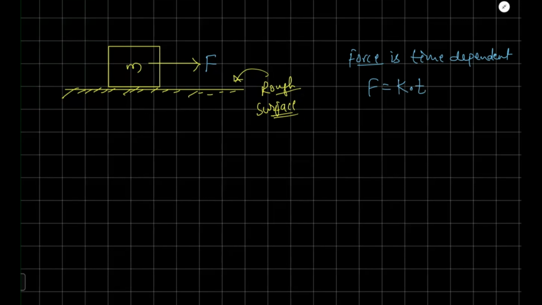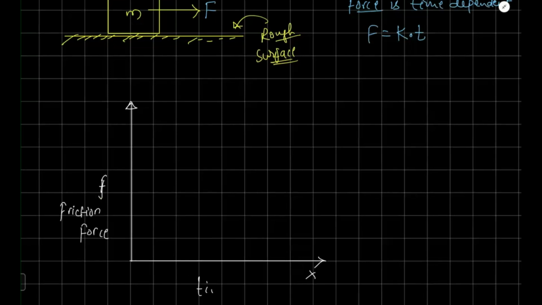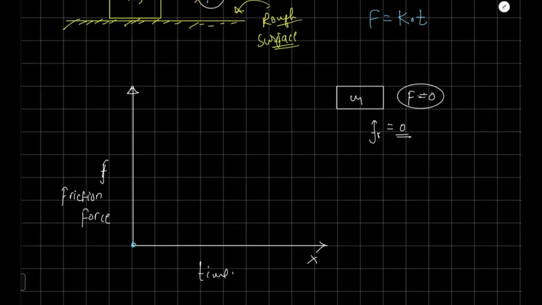So when we apply this force, what is going to happen? Let me draw this on the axes. This is my y-axis and this is my x-axis. On the y-axis I'm going to take the friction force, static plus kinetic both, and here is our time. Suppose this object is kept at rest and the value of F is 0 and it has a mass m. In this case, the friction force is 0 because it opposes this force and the tendency of relative motion. So initially our force is 0 here.